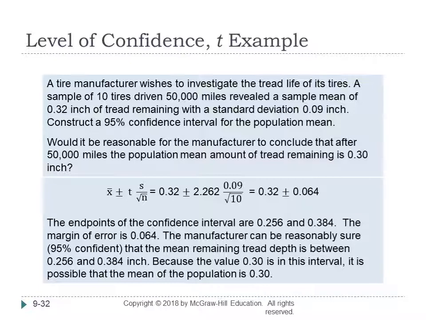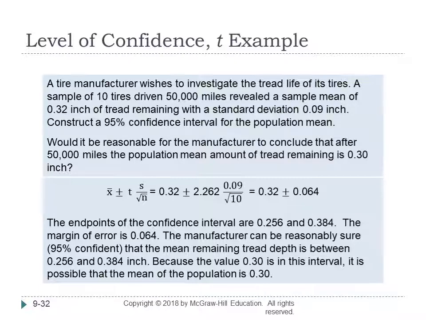Would it be reasonable for the manufacturer to conclude that after 50,000 miles, the population mean amount of tread remaining is 0.30? And that's what we found from the sample. The sample mean gave us 0.32 inch of tread. But the question is now, using the confidence interval, is 0.30 a reasonable amount to expect? The first step, of course, is to construct the confidence interval.